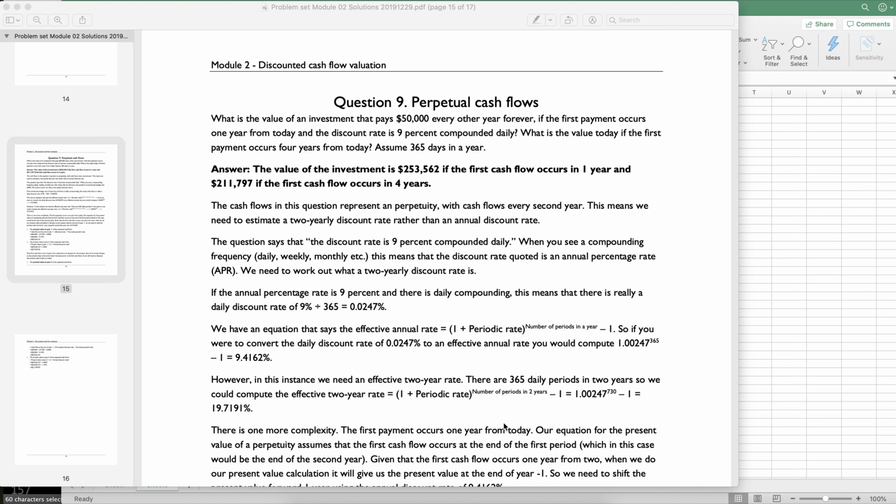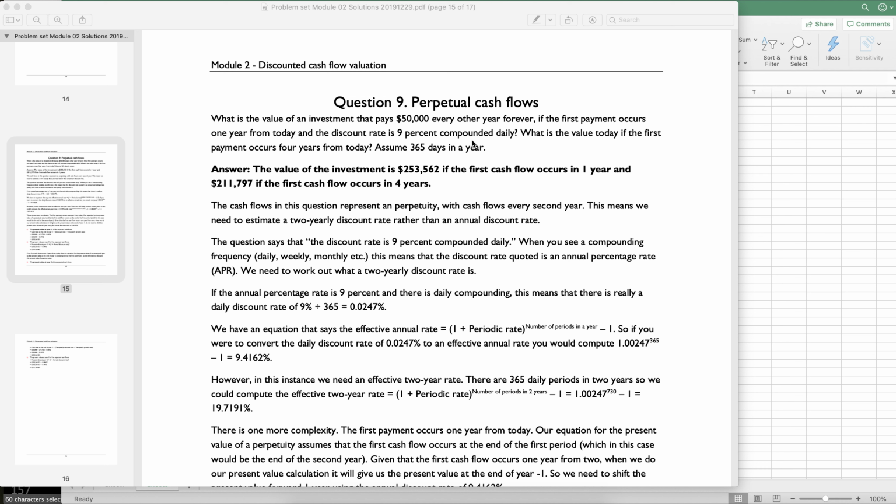Module 2, I'm going to do these in 2 separate videos just to make it a little easier for me. So this is an investment that pays $50,000 every other year forever. The first payment occurs 1 year from today, and the discount rate is 9% compounded daily. What's the value today if the first payment occurs? What is the value of this?